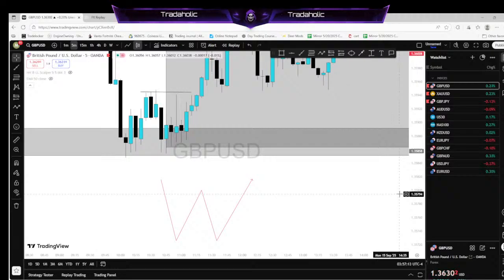So I don't know if the 1 hour is going to be a continuation, but I could anticipate the 1 hour will continue if, on that retest, the 5 minute gives me a reversal that supports the continuation that I was already looking for.